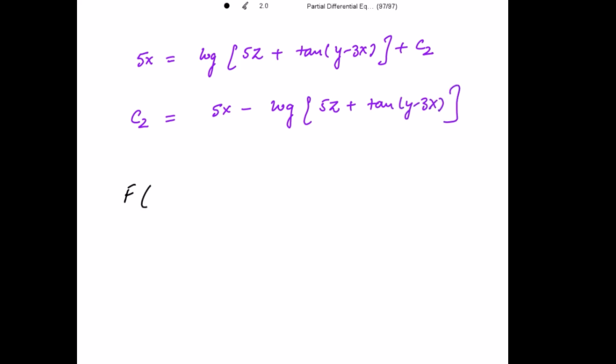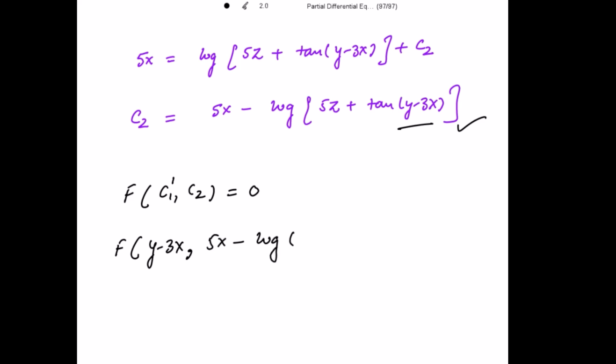And now writing the general solution. So this is f of c1, c2 equal to 0. Okay, c1 dash is y minus 3x, comma, and c2 is this: f of y minus 3x, comma, 5x minus log of 5z plus tan of y minus 3x, equals 0 is the required solution of the given differential equation.